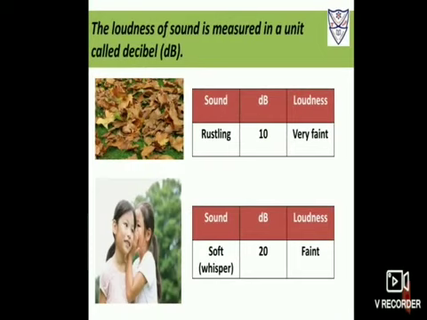Now loudness of sound is measured in a unit called decibel. See the first one, rustling of leaves. How much loudness will be there? 10 decibel, which means very faint. Next is a soft whisper. When we are whispering, how many decibels of sound is produced? Loudness will be 20 decibel, and it will be faint.